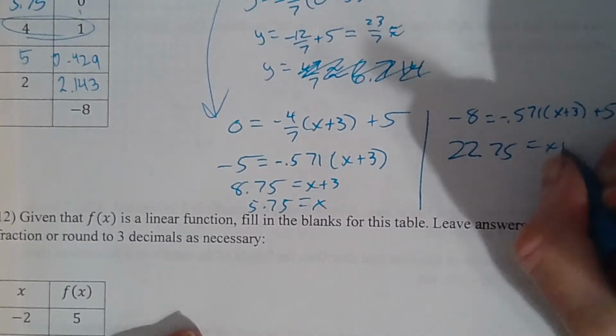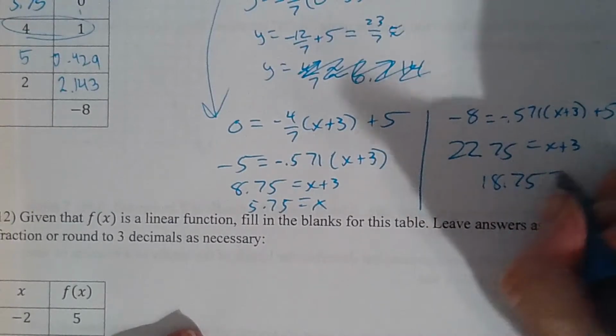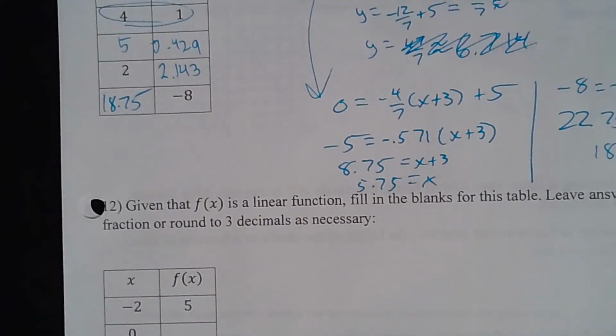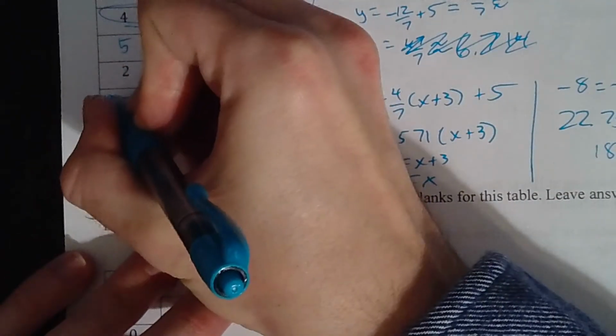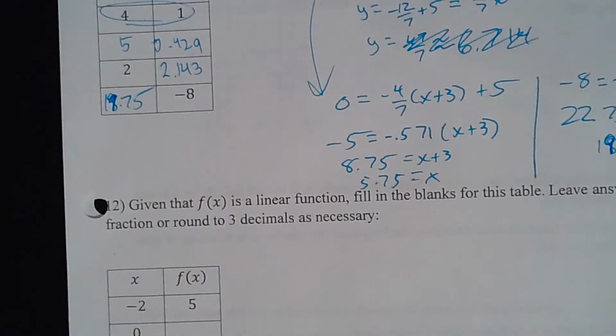22.75 equals x plus 3. Subtract a 3 over, and I'm going to get 18.75 equals x. Okay. Easy enough. Did I do that right? Subtracting 3? I think I subtracted 3 wrong. That's 19.5. I can do basic math. My brain is leaving me, guys. I apologize. Been a long day.